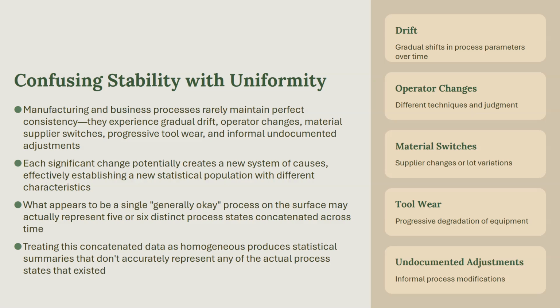Processes drift, operators change, materials switch, tools wear, and undocumented adjustments happen. Each change creates a new system of causes, a new population. Treating concatenated data as homogeneous produces summaries that don't represent any actual process state.